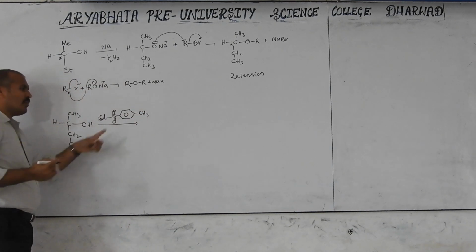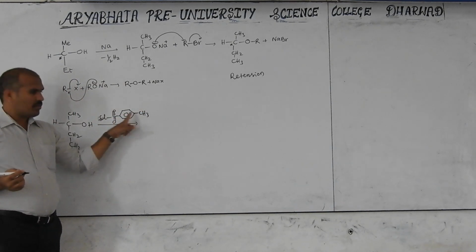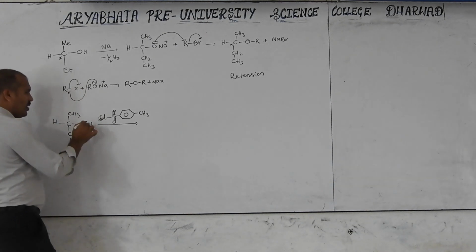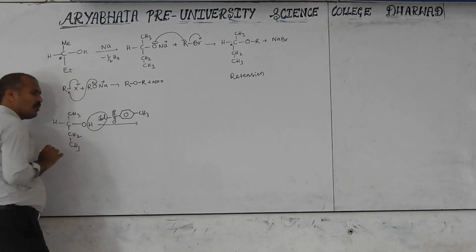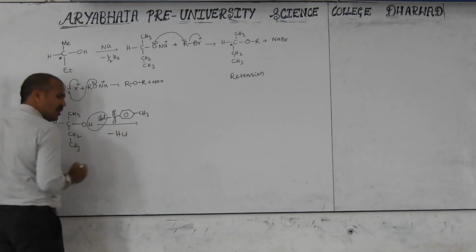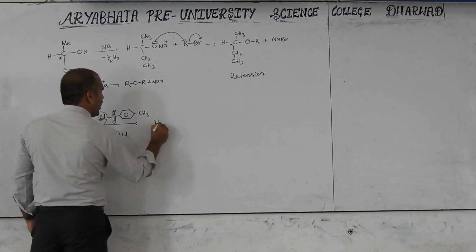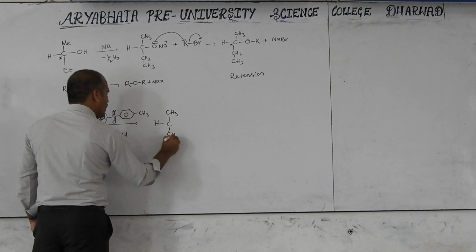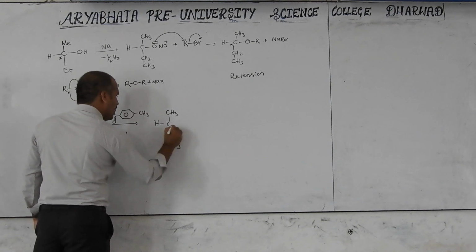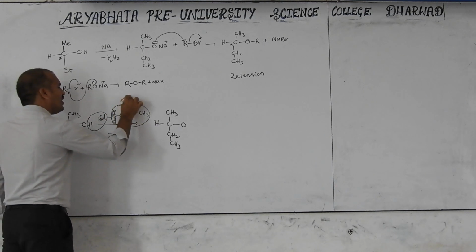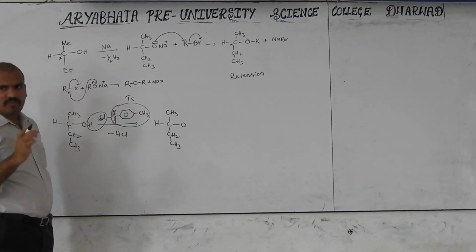This is para-chlorine, methyl group. This is para-chlorine sulfonyl chloride. These two, H and Cl, minus HCl, eliminate. Then we are getting here H, CH3, CH2, CH3, O. This totally we can write as TS, para-chlorine sulfonyl.